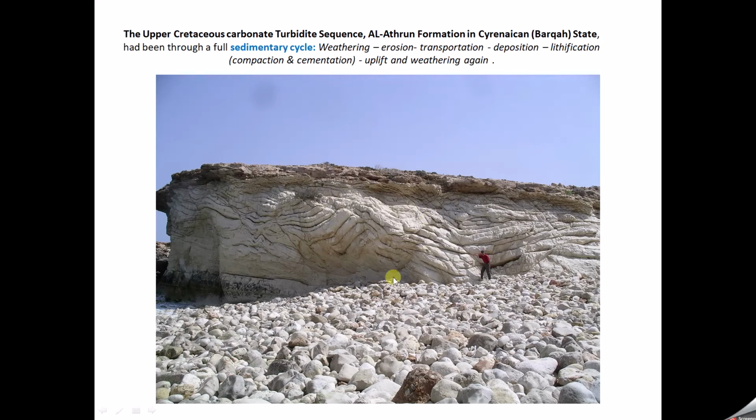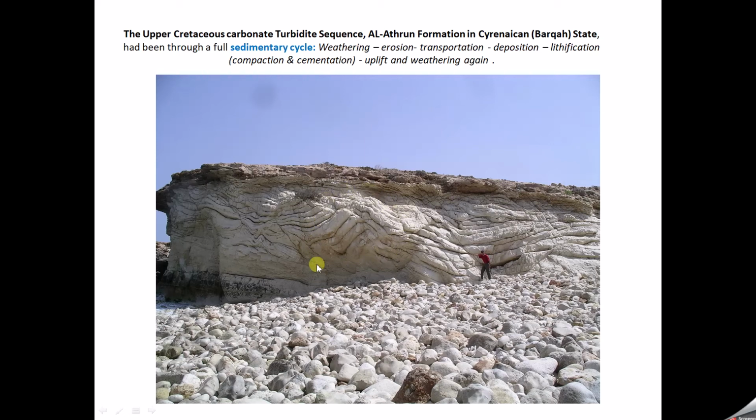For example, this turbidite sequence of the Upper Cretaceous in Cyrenaica, called the Lathrun Formation, is made up of turbidite deposits, Bouma sequences, and has been through a full sedimentary cycle. Its particles had been weathered, eroded, transported to the ocean, and then deposited on the slopes under the ocean water, and then lithified, compacted and cemented, and then uplifted. And now it's uplifted and subjected to a new cycle of weathering.